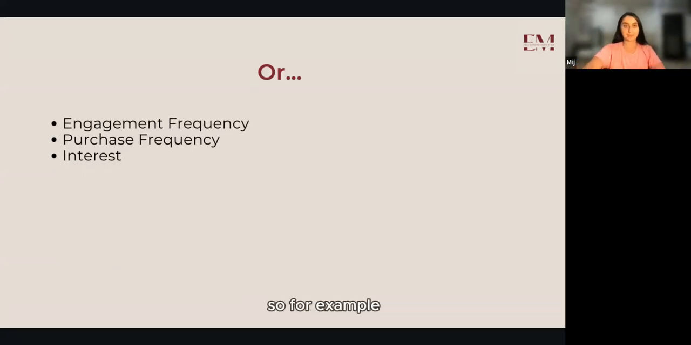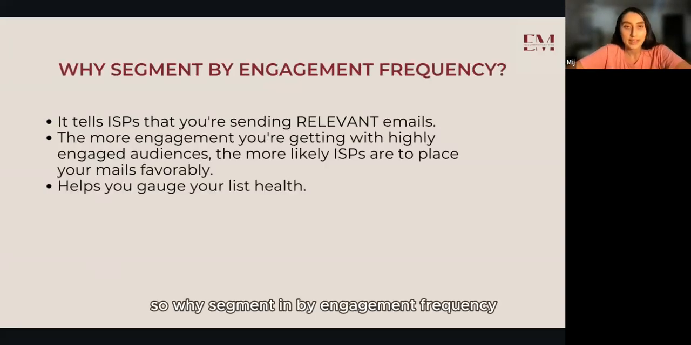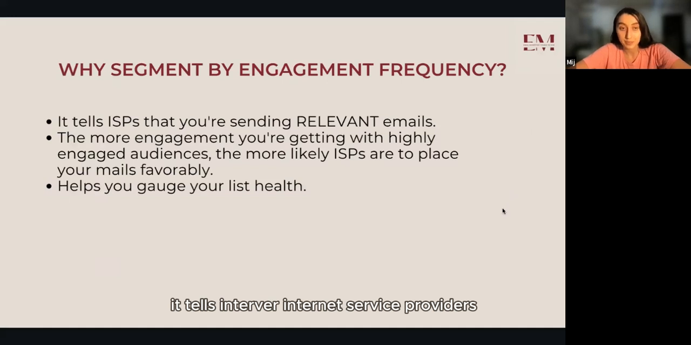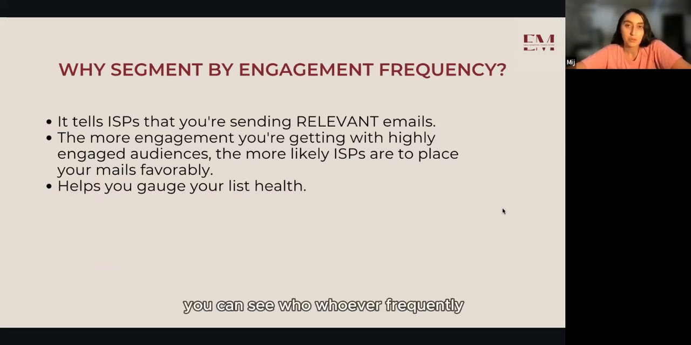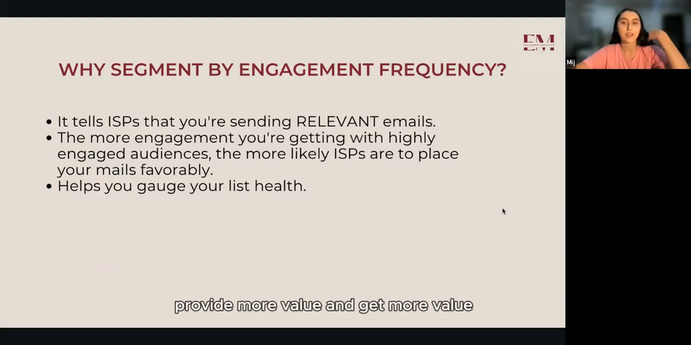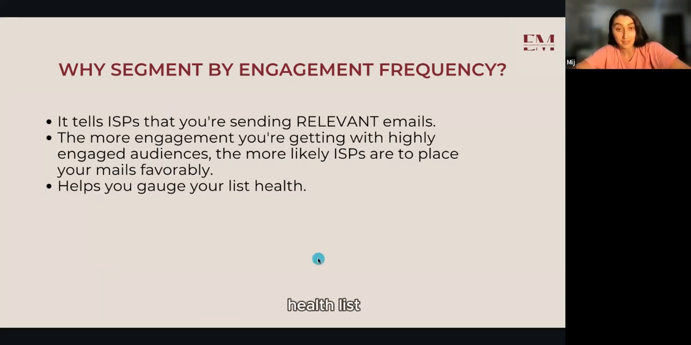Or there's another idea: engagement frequency, purchase frequency, and interest. So for example, why segment by engagement frequency? It tells internet service providers that you're sending relevant emails. The more engagement you're getting with highly engaged audiences, the more likely ISPs are to place your emails favorably. So, you can see whoever frequently engages with you, it gives you a chance to provide more value and get more value. And it helps you to gauge your email list health.